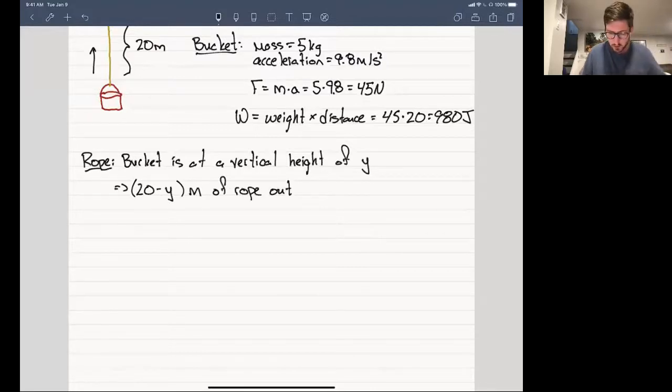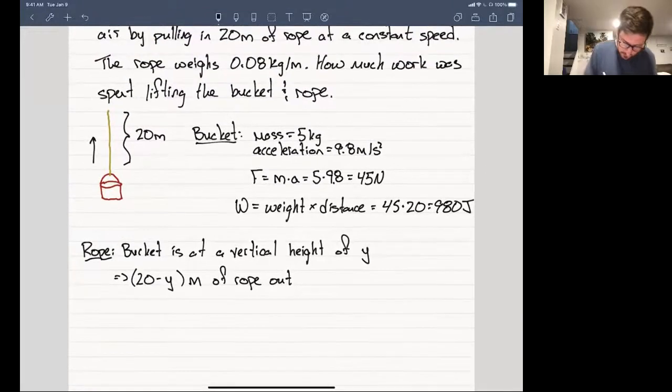So if you look at the picture, this distance right in here might be y, and that tells us, making a little bit of an assumption that the bucket has no height. So there's a little bit of fantastical element going on here, but that's okay. We can make these assumptions. So that tells us that there's 20 minus y meters of rope out pulling this thing up.